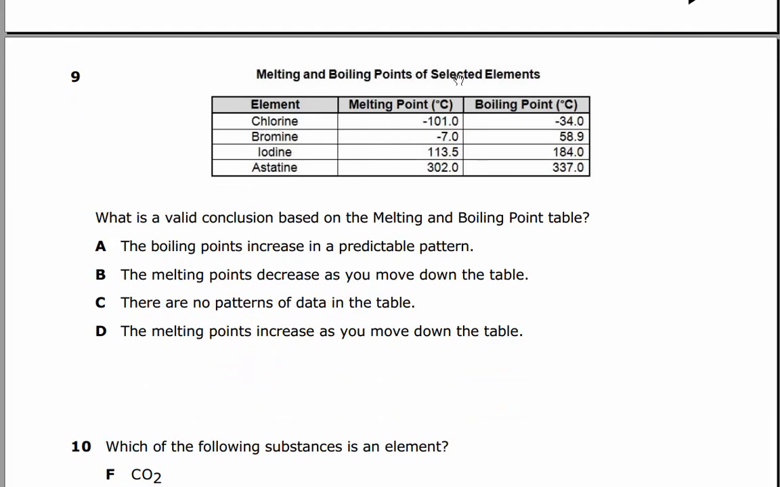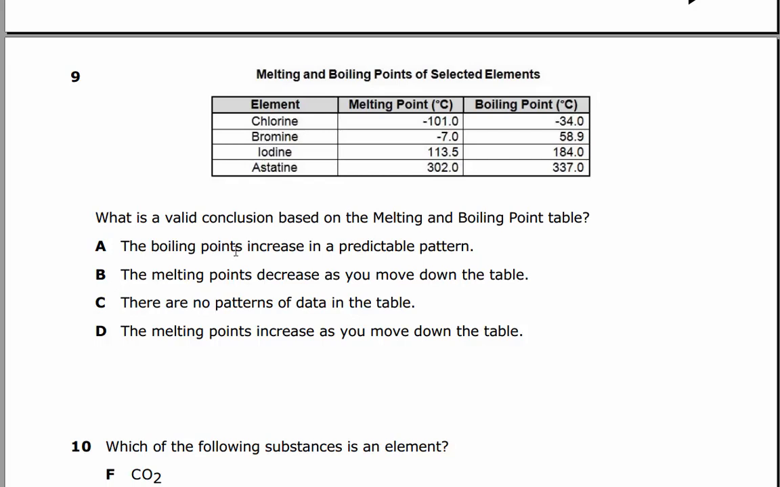The melting and boiling points of selected elements. The elements are chlorine, bromine, iodine, and astatine. Melting points: -101, -7, 113.5, and 302. The boiling points are -34, 58.9, 184, 337. What is the valid conclusion based on the melting and boiling point table?